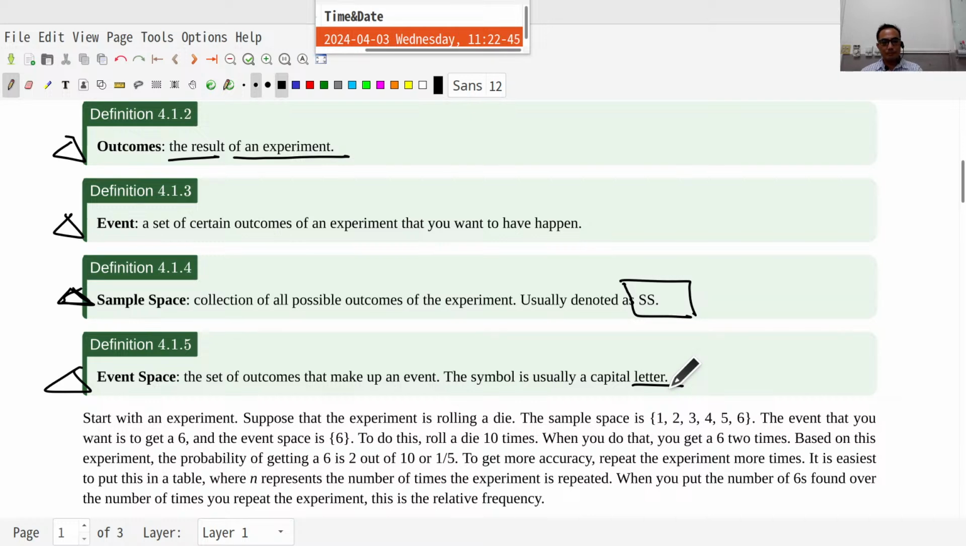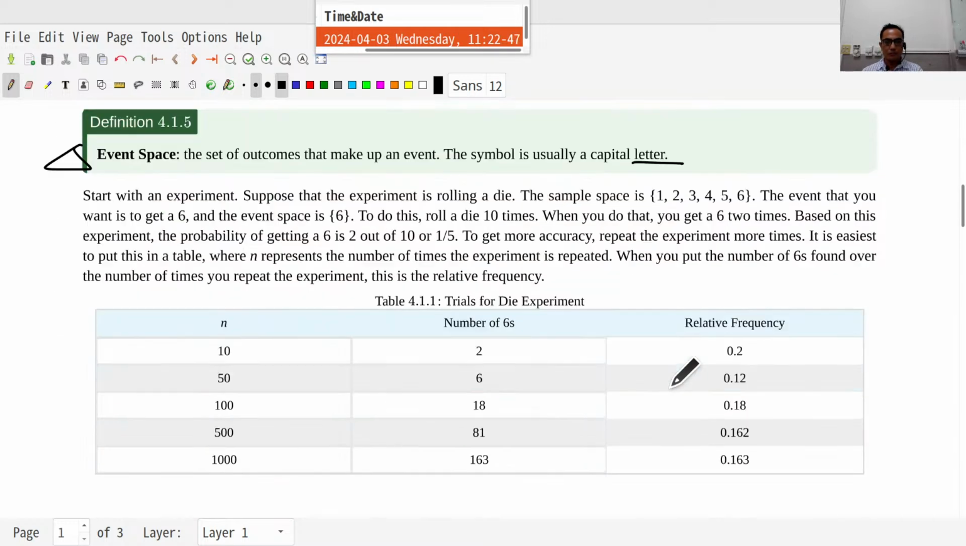Okay. Then, start with the experiment. Suppose that the experiment is rolling a dice.